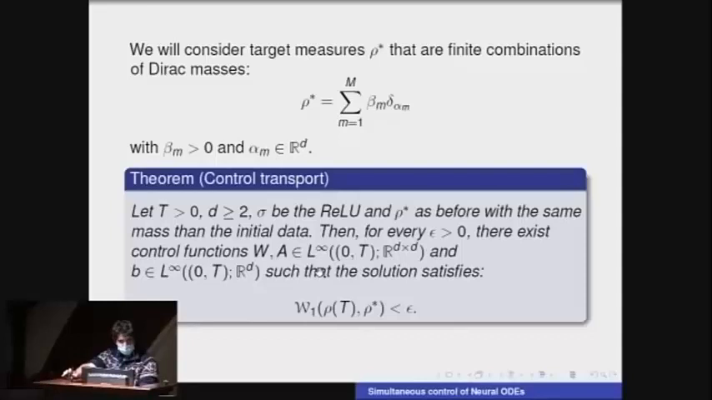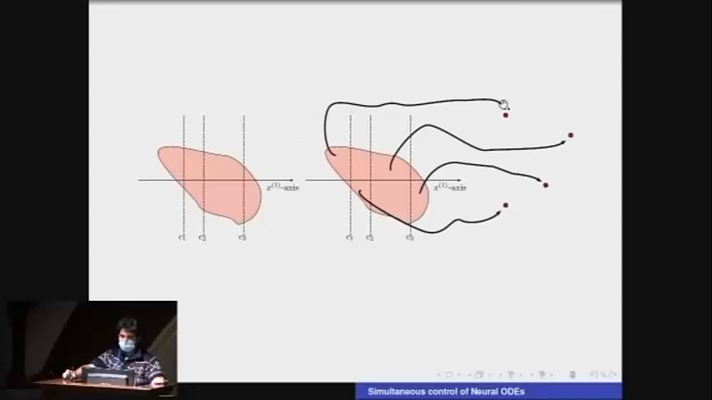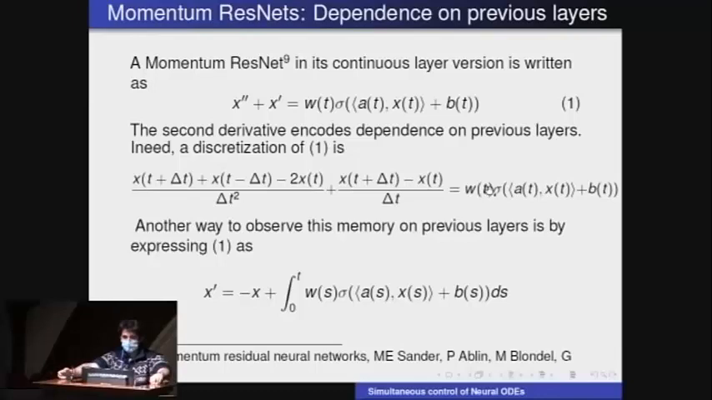And the idea also follows the same ideas as before. The only thing that we have to care about is to split the initial mass. So to split correctly, so we have here the Diracs. We need to choose precisely the points in which we are going to cut our initial data, so that they correspond to the mass of their targets, then compress every part and send it to the right location. This last step of the compression is the same as the simultaneous control result we have already explained. And finally, I'm going to make a remark on momentum ResNets.